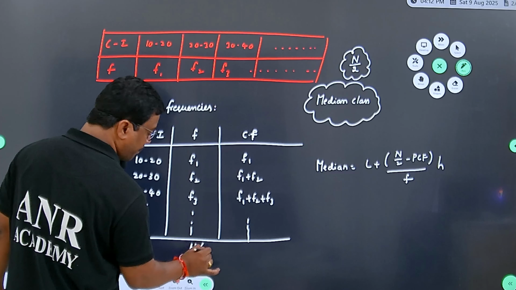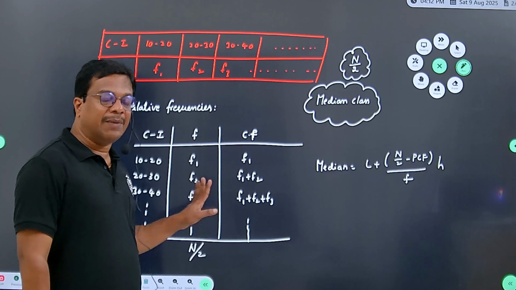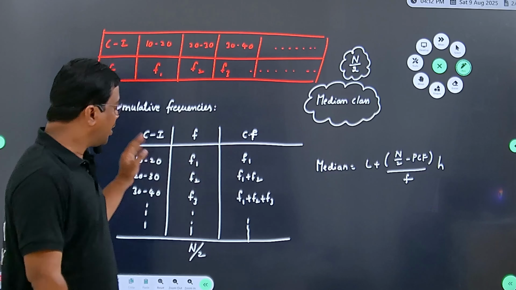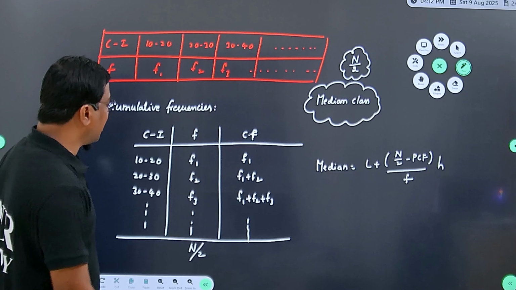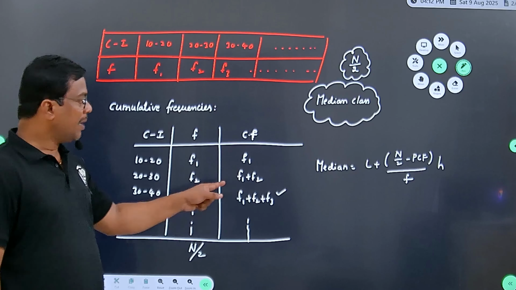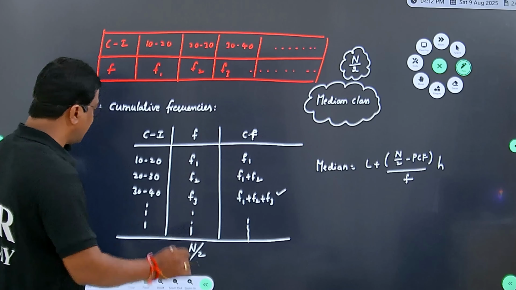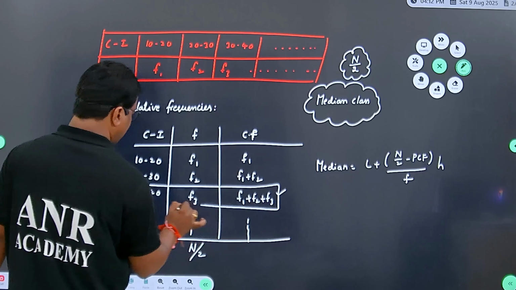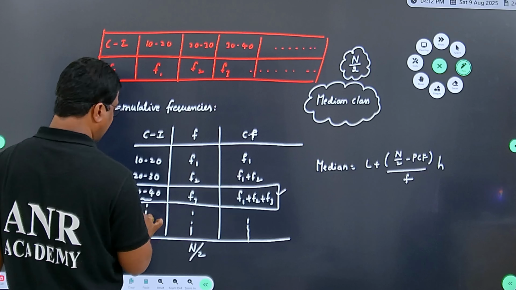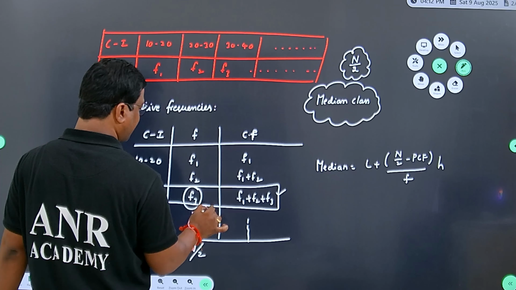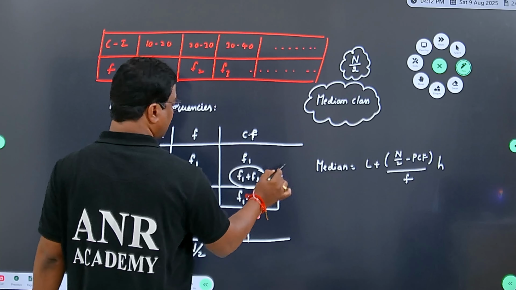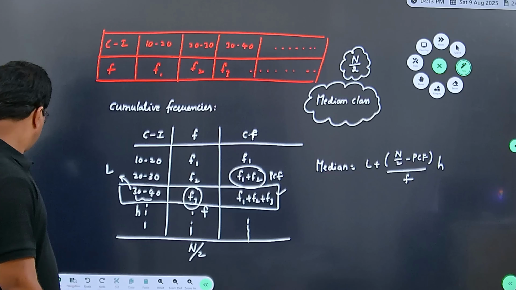and calculate n by 2. Suppose the cumulative frequency just greater than n by 2, if you have here n by 2 greater frequency, suppose in this, then this is known as median class, and this is clearly L, width is h, and this is f, preceding cumulative frequency, this one. So we follow this. See the reason behind this.